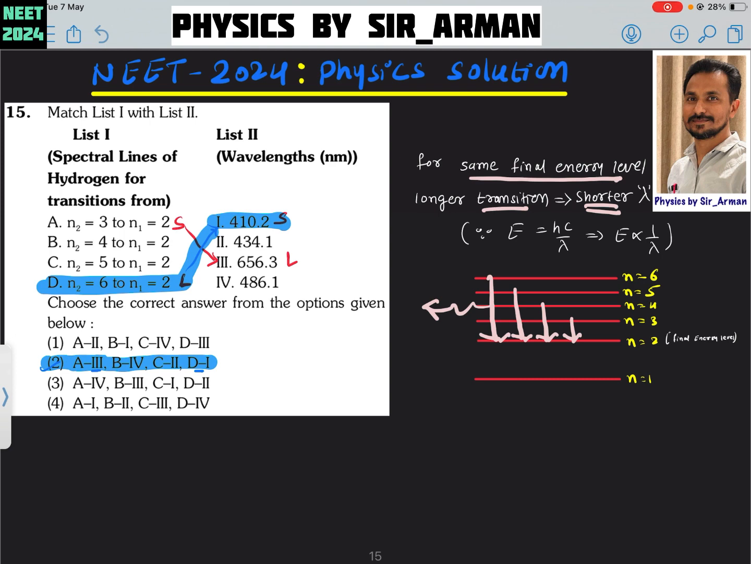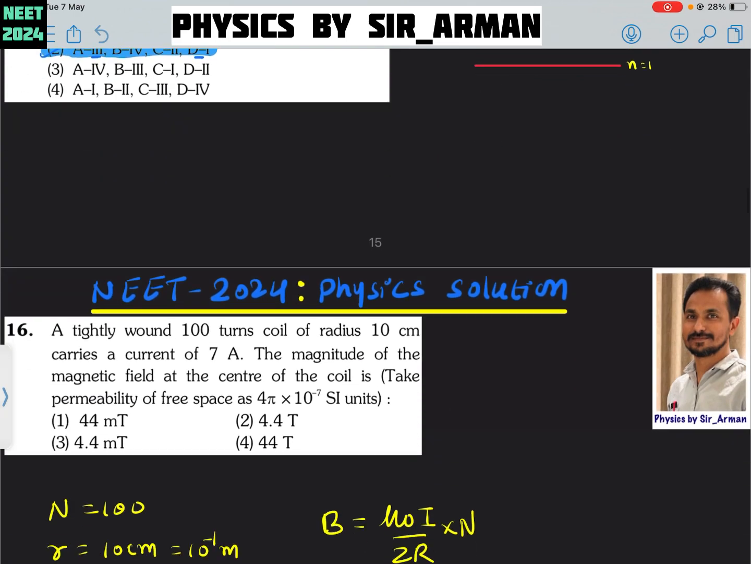Now to verify this, check the shortest transition. The shortest transition is from 3 to 1, and 3 to 1 corresponds to the longest wavelength. It's vice versa: shortest transition, longer wavelength; longer transition, shorter wavelength. So this is a shorter transition, so the longer wavelength, 656, corresponds to A. So A corresponds to 3, and option number 2 is correct.